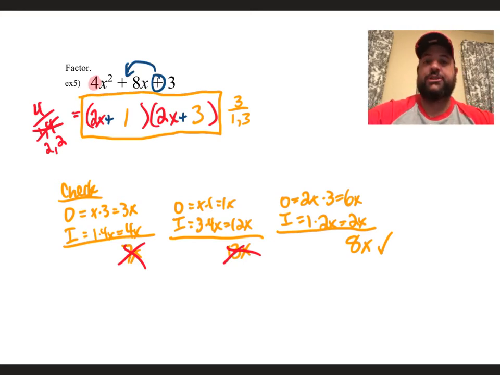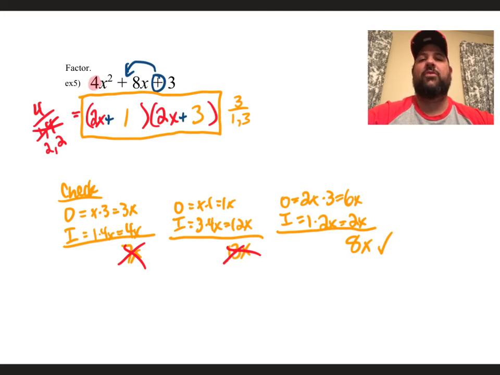Could I have switched them? 2x plus 3 and then 2x plus 1? Sure, that would have been fine. It gives me the same answer. But you can see here where that extra guessing and checking needs to take place. Let's take a look at one last example.